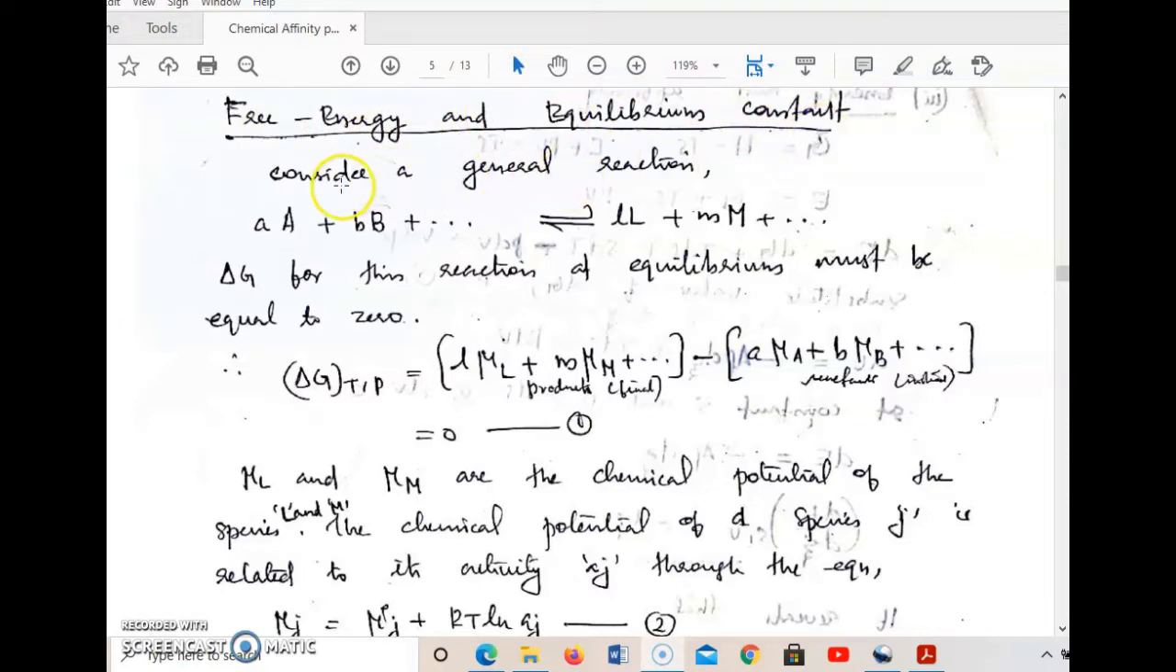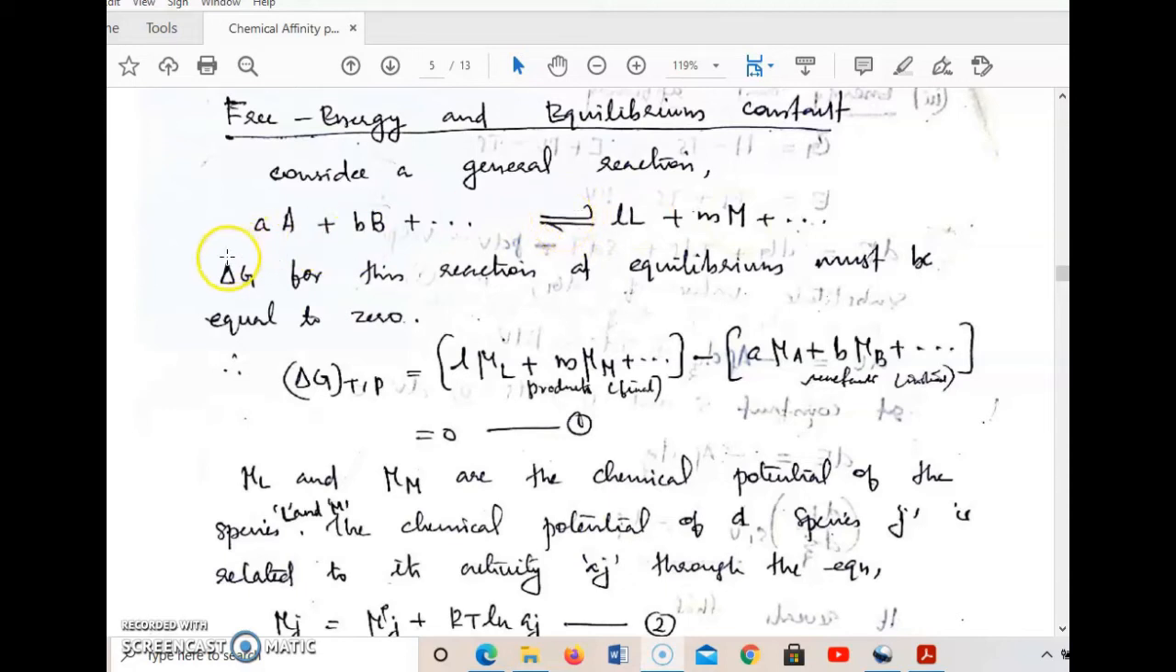For that, let us consider a general reaction where the reactant A would react with reactant B to give the products L and M. There can be any number of reactants or any number of products. So the reaction is: a moles of reactant A reacts with b moles of reactant B to give l moles of the product L and m moles of the product M. So this reaction is in equilibrium.